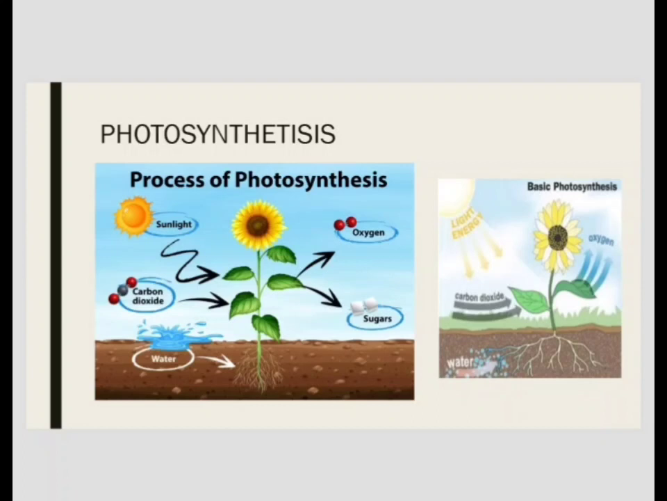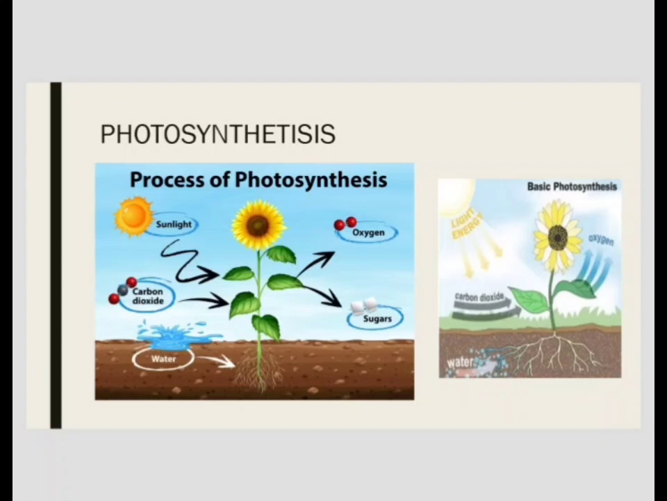Water. The roots of the plants absorb the water and bring it to the leaves through tissues called xylem. Carbon dioxide gets in and oxygen gets out through tiny pores in the leaves called stomata. And sunlight. Individual photons from the sun are absorbed in the plants by a pigment called chlorophyll.